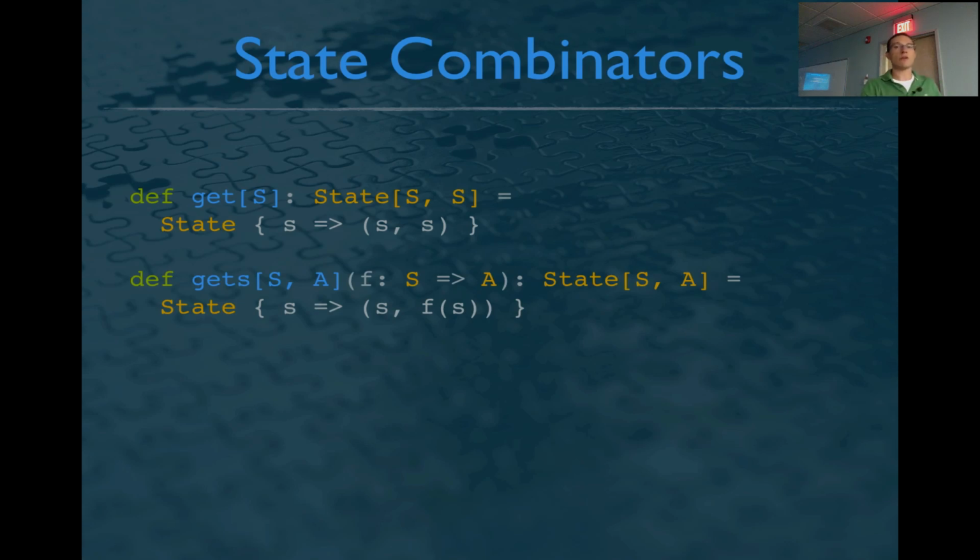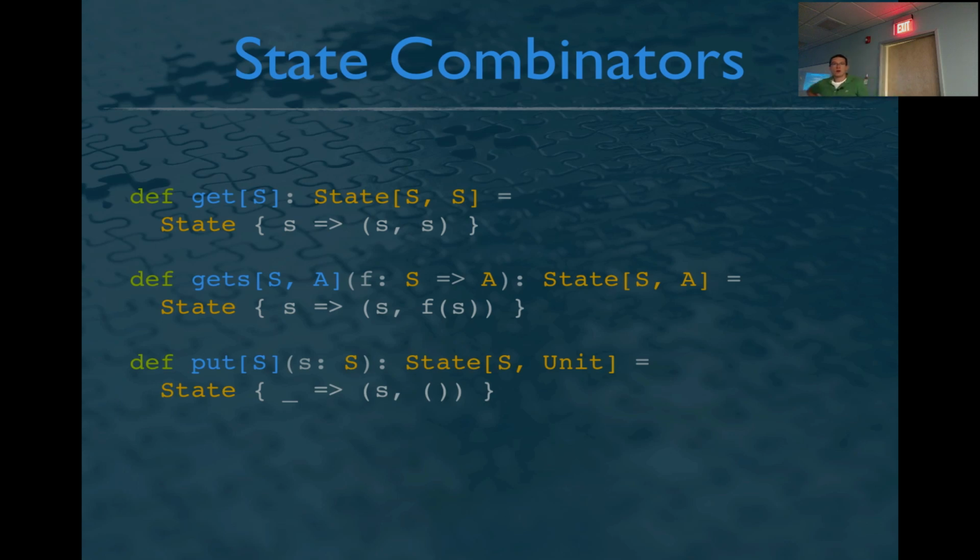So if you give me a function from S to A, which could be the identity function, right? If you give me a function from S to A, we can return you a state that still takes the input state, returns it as the output state, but whose value that it computes is just the result of taking that state, applying the function to it, and getting it out. So anyway, if you call getS and you pass identity, that is get, right?